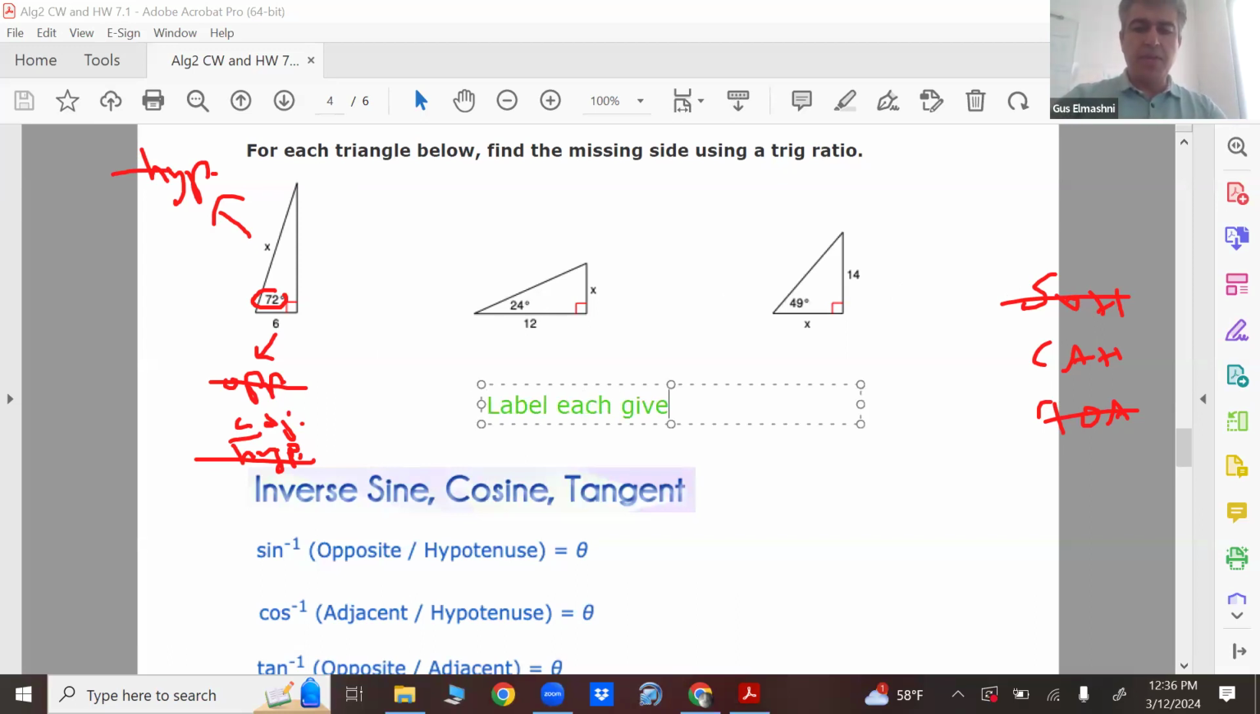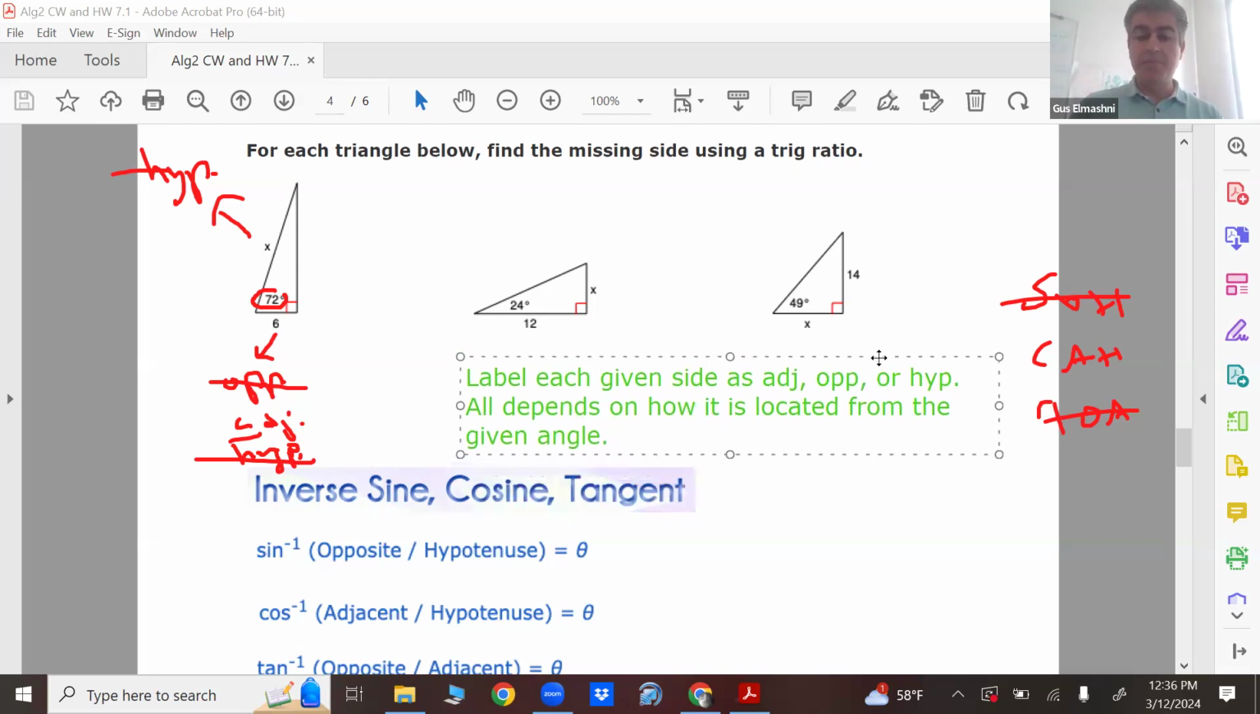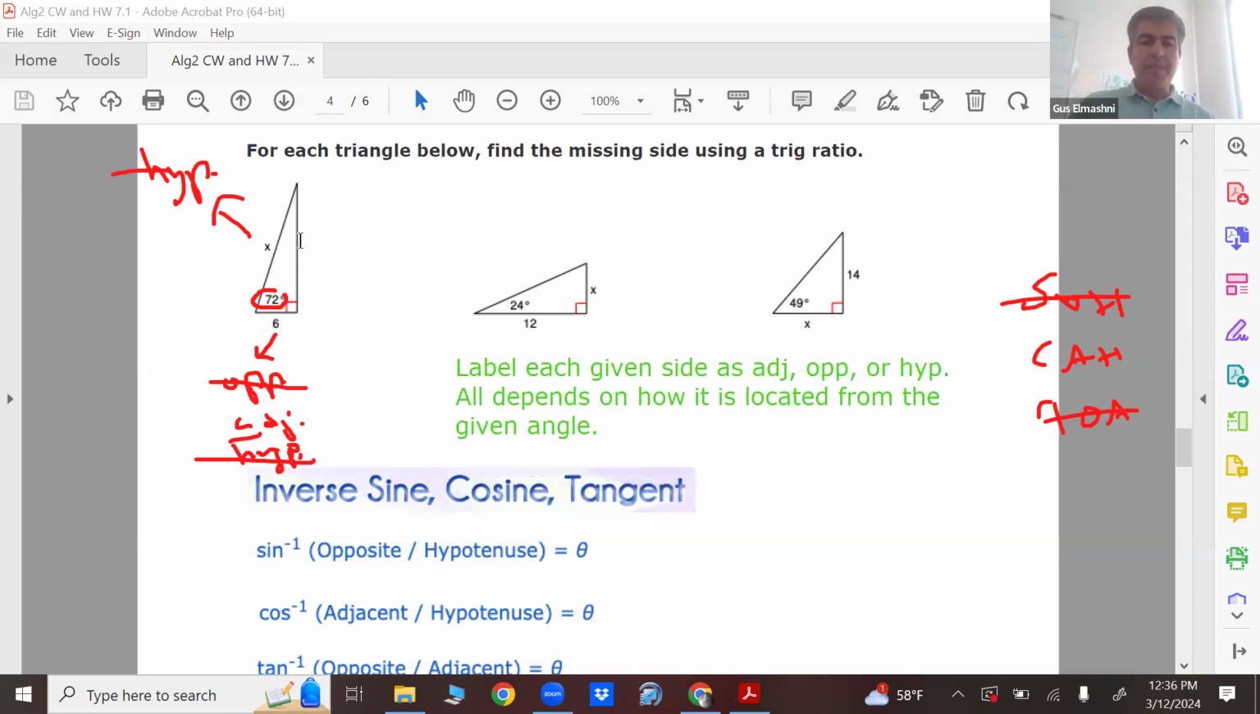Label each given side as adjacent, opposite, or hypotenuse. All depends on how it is located from the given angle. That is it. That's how you tell. Does that make sense, Hunter? Yeah, okay. That's how you tell. That's it. So let's take a look.